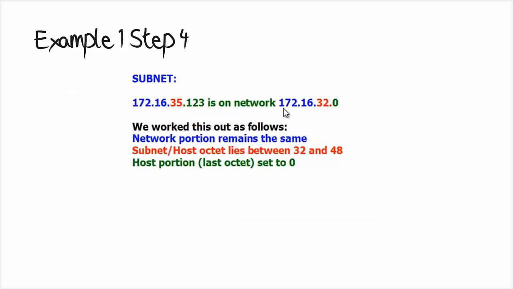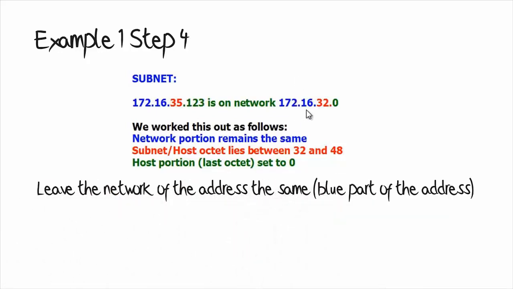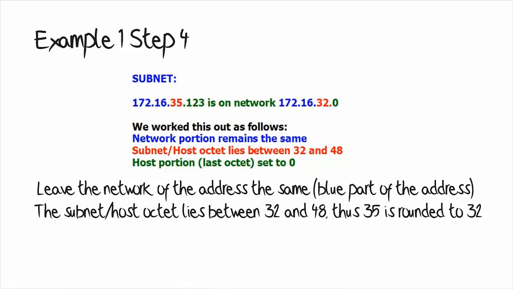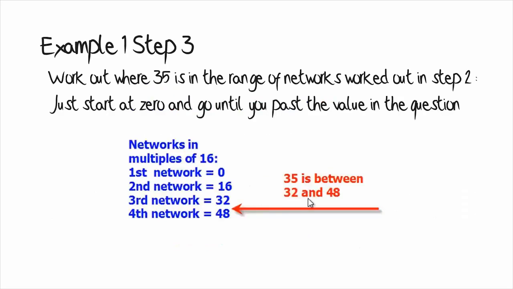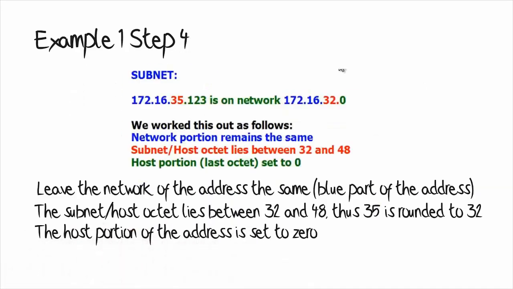and thus we know that 172.16.35.123 is on network 172.16.32.0. The way you work that out is to leave the network portion of the address the same. In other words, this blue portion, the first two octets, remains the same. The subnet or host octet that lies between 32 and 48, as per our calculation in step 3, gets rounded down to the nearest value. So 35 is between 32 and 48, and rounding 35 down, we get 32. So the third octet is equivalent to 32. Lastly, the host portion of the address is just set to 0.